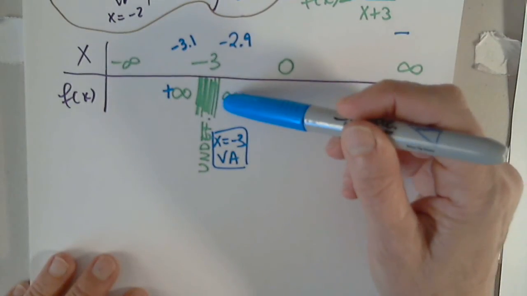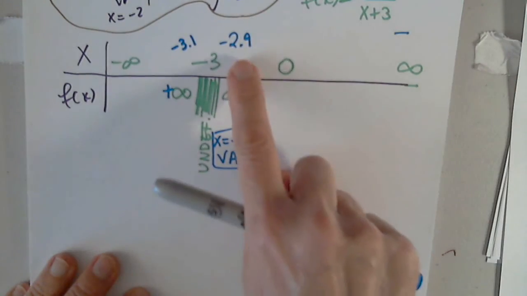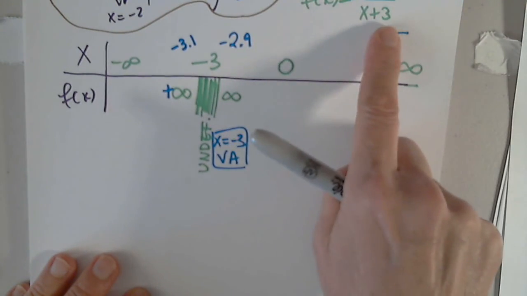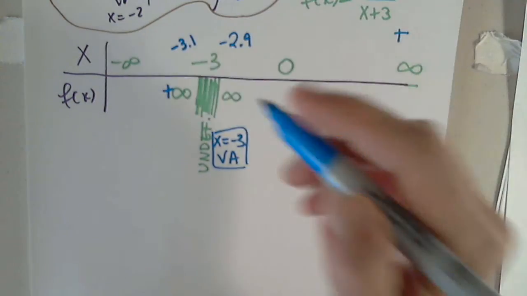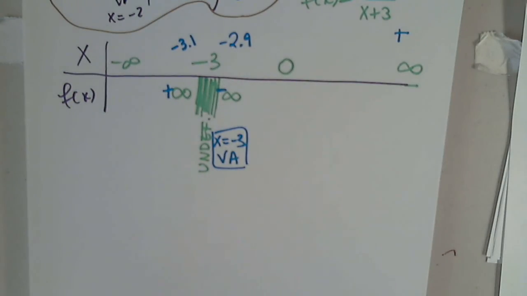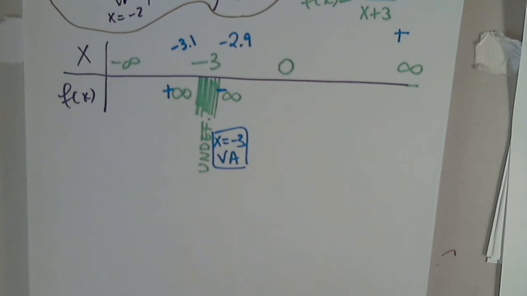To determine the sign on the other side, -2.9 minus 1 is still negative, but this time -2.9 plus 3 becomes positive, and when I divide a negative by a positive, the sign is negative. So what have I accomplished so far? End behavior.